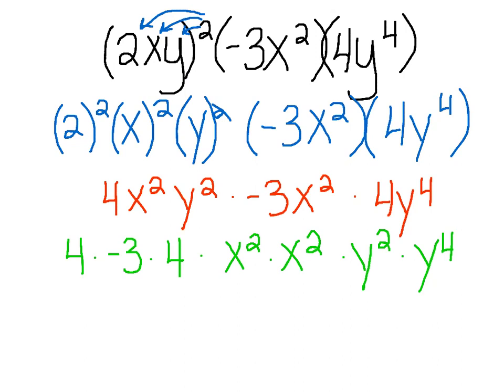Simplifying this answer, we have 4 times negative 3, which is negative 12, negative 12 times 4, which is negative 48, x squared times x squared, keep the base, add the exponents, 2 plus 2 is 4, and then y squared times y to the fourth. Keep our base, add our exponents, 2 plus 4 is 6.